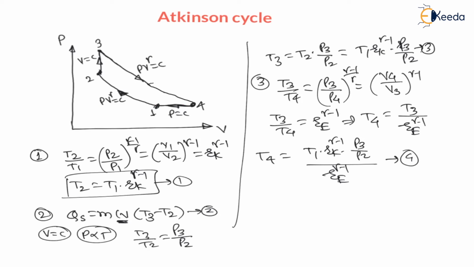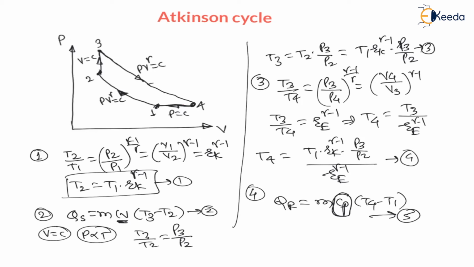Now the last process, that is 4 to 1, is constant pressure heat rejection. Therefore at constant pressure heat is rejected, and the heat rejected during this process is equal to m Cp into T4 minus T1. For constant pressure processes we have to use specific heat at constant pressure, therefore it is m Cp into T4 minus T1. This is equation number 5.